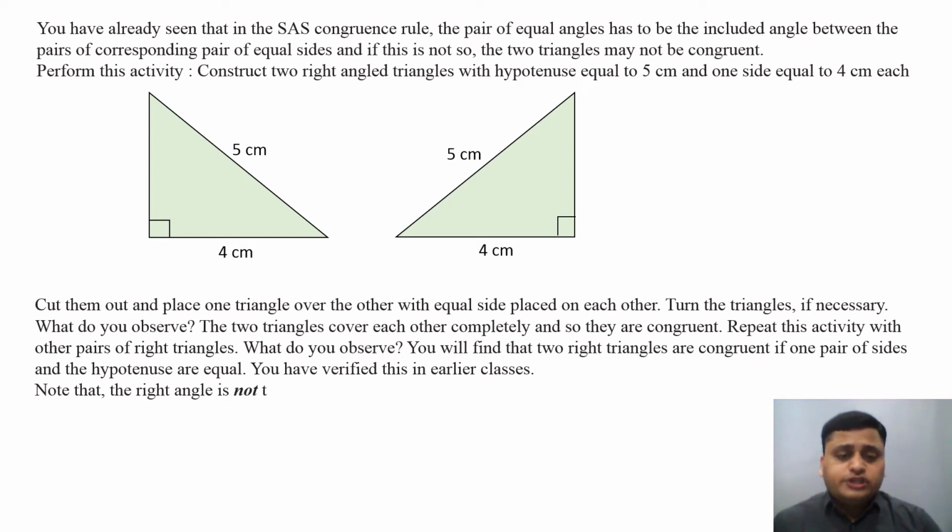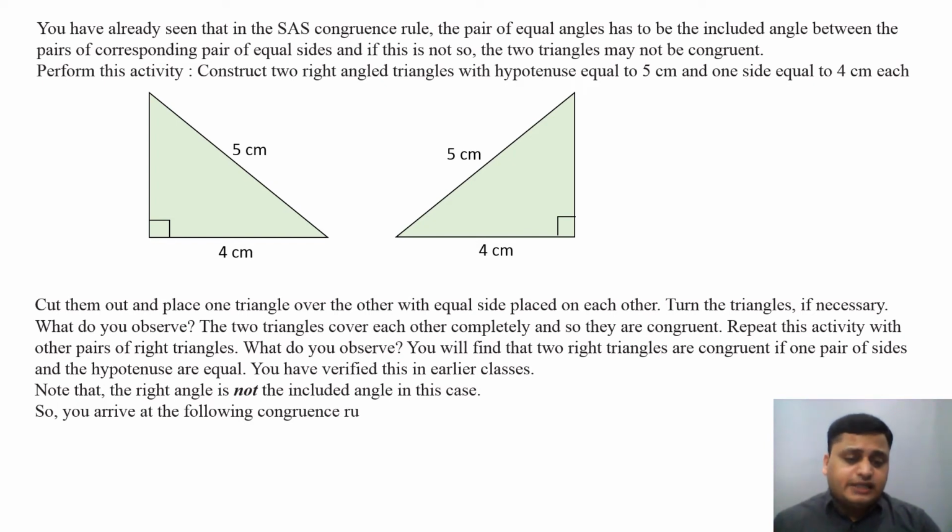Now you need to note this very important thing: the right angle is not the included angle in this case, but in the SAS congruency rule, the angle must be included between those two sides. So we arrive at the following congruency criterion, which is known as Theorem 7.5, the RHS congruency rule. RHS, somebody will say right hand side. No, it is right angle, hypotenuse, side.